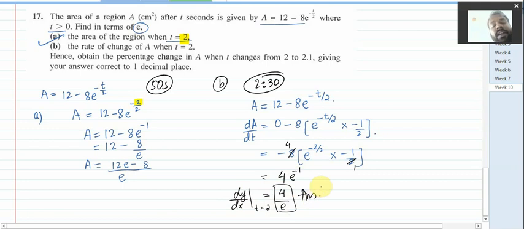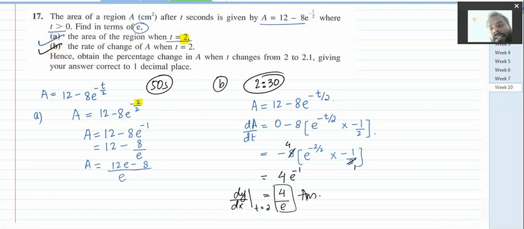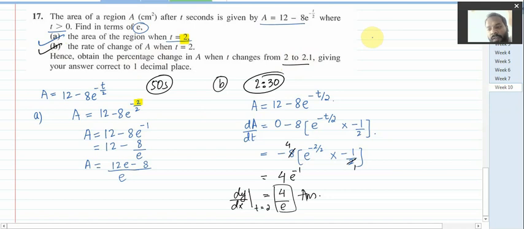Alright, so that is your second part. I hope that you are getting the same answer. And after that, in the last part, it says find the percentage change in A when t changes from 2 to 2.1. Firstly we need to find out the small change. So the working formula will be the small change in A, divided by the small change in t, is equal to dA/dt.